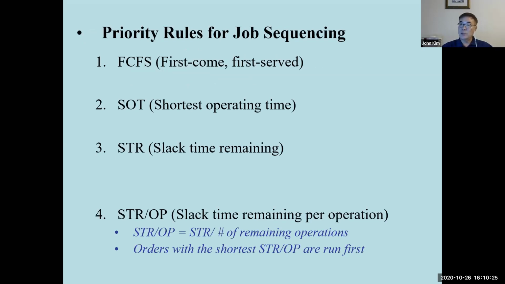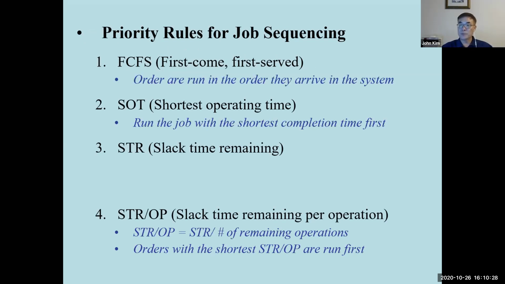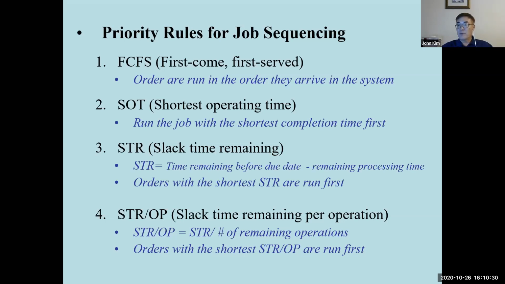Rules, priority rules for the job sequencing. First come, first serve, FCFS. Many cases we use this one. Whoever come first, then give service or produce first. SOT rule, shortest operating time or processing time. So among multiple works or operations or process, shortest first, and then second and third and so on.